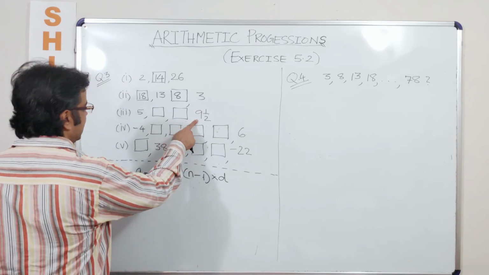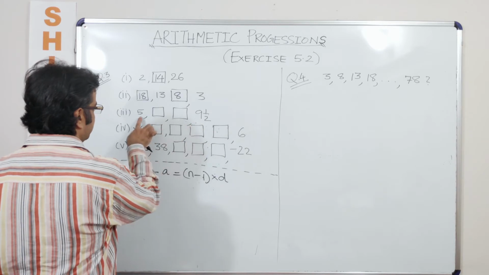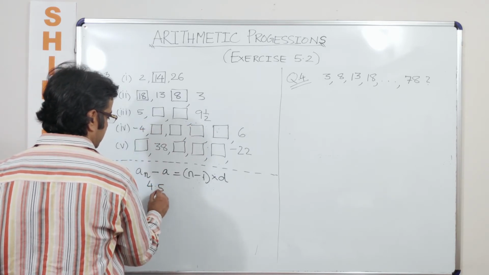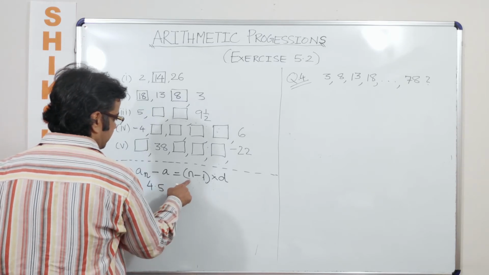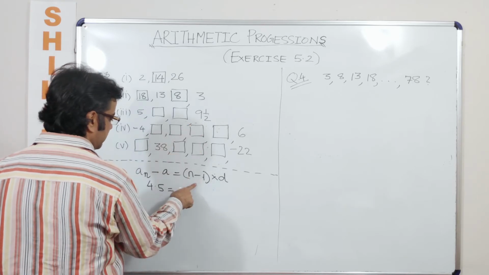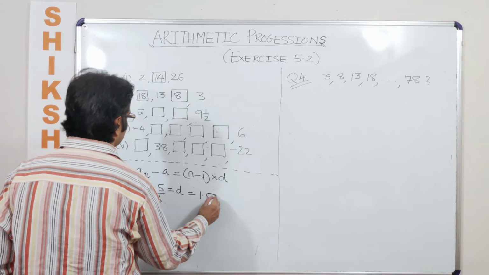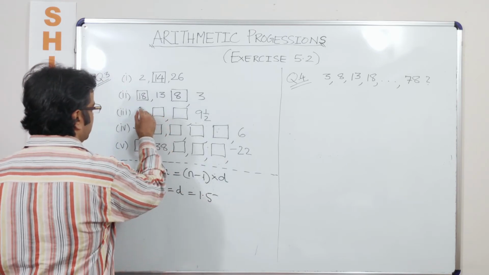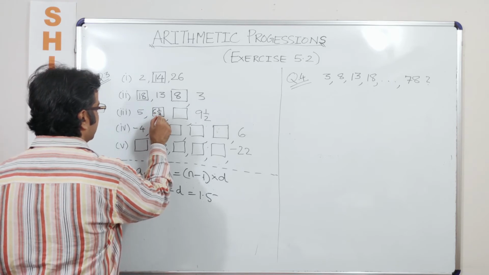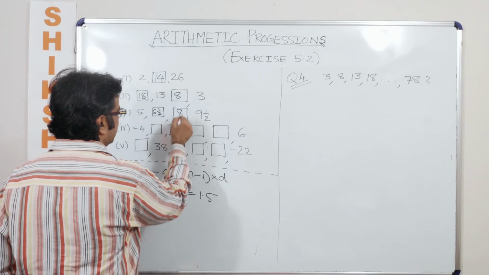So 9.5 minus 5 is how much? 4.5. Now 4.5 divided by n minus 1. What is the value of n here? 1, 2, 3, 4. So n minus 1 becomes 3. So what is the value of d here? 1.5. So just keep on adding 1.5. If I keep on adding 1.5 here, this becomes 6.5. Next, 6.5 plus 1.5 makes it 8, 8 and this.